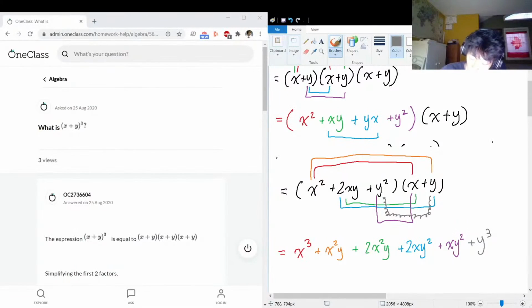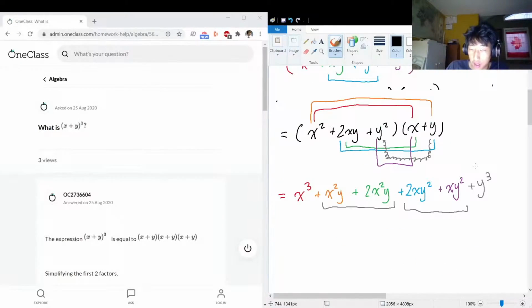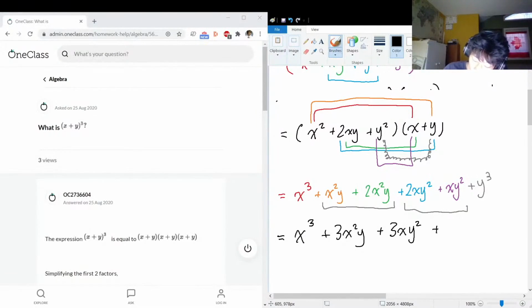Okay, so let's see which terms we can combine. You see these two? Those are both x squared y, so we can add those together, and these are very similar, they both have xy squared, so we can group those two together. And our final answer is going to look a little something like this. We're going to have the x cubed all the way at the front plus 3x squared y plus 3xy squared plus y cubed. And that would be our final answer.